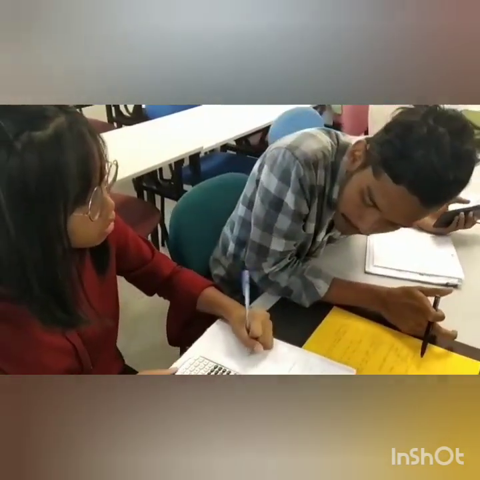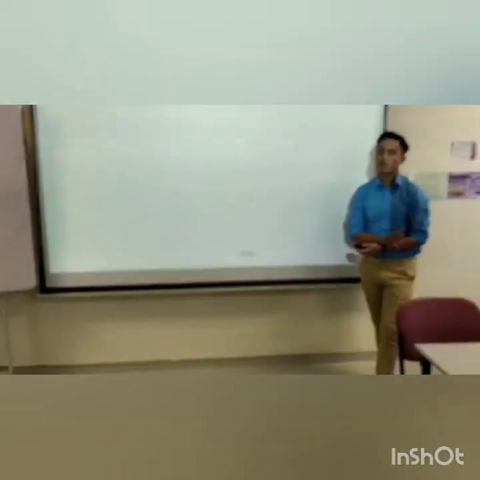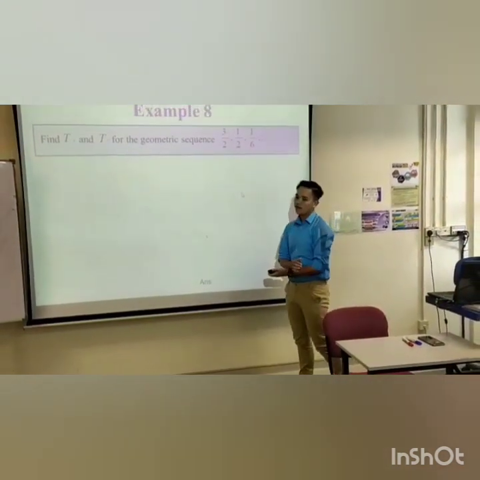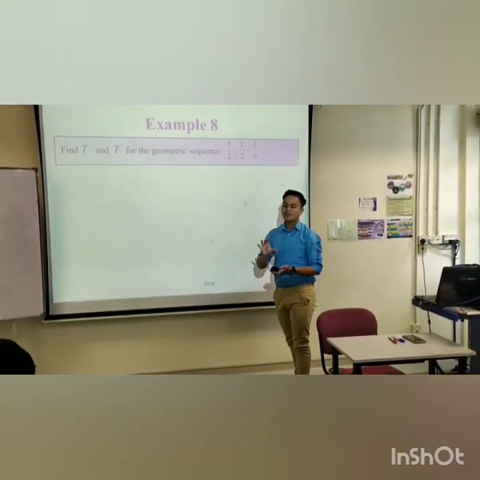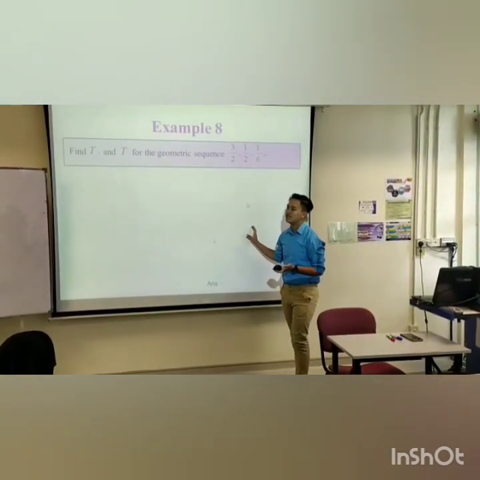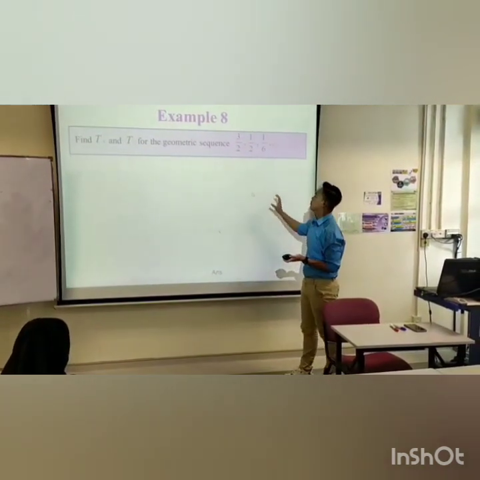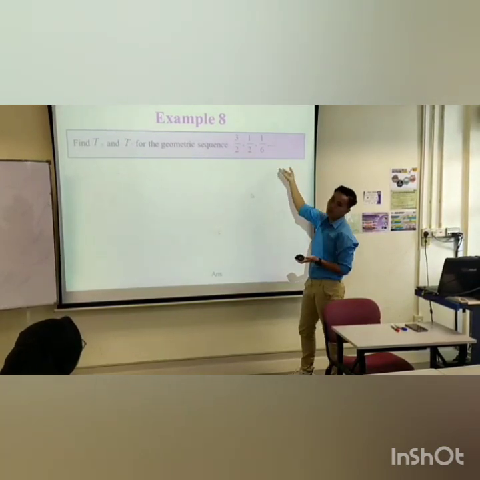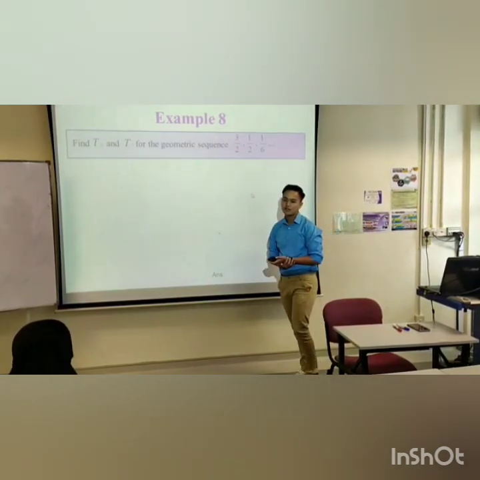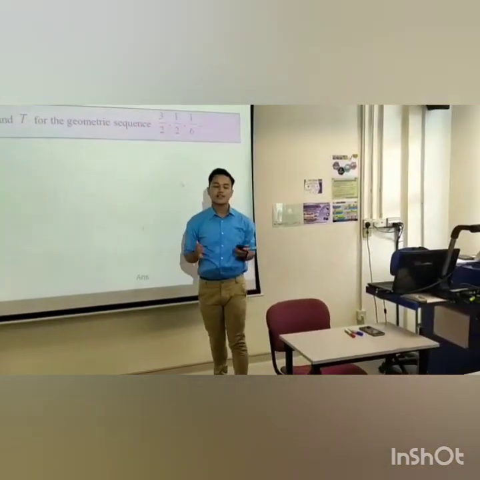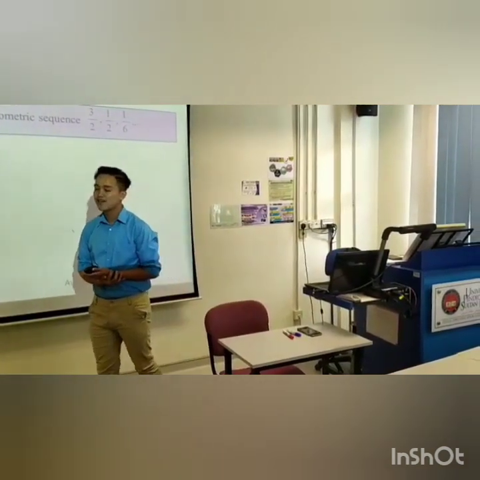To find Tn, I'm giving you a suggestion here. First, you need to find A, the first term, and R, the common ratio, and then you substitute the values to form the general equation, which is Tn equals 3/2 times R to the power of n, something like that. You must be able to generate something like that. Work as a team and discuss with each other.